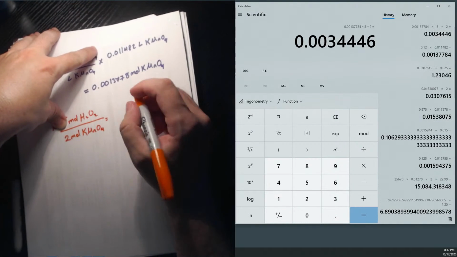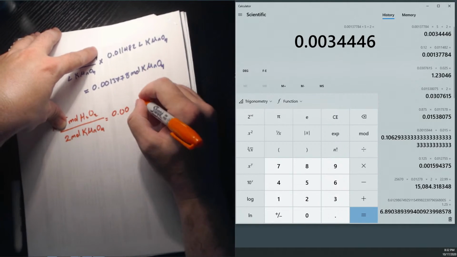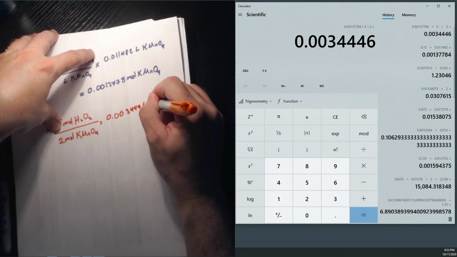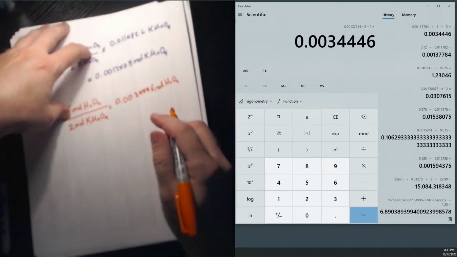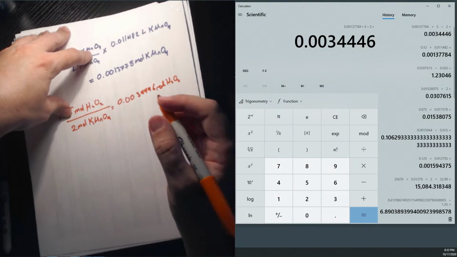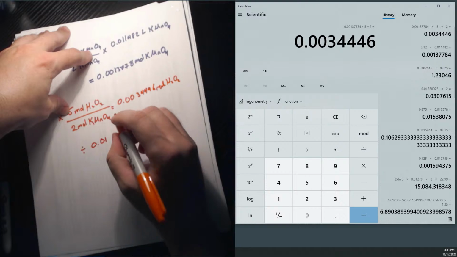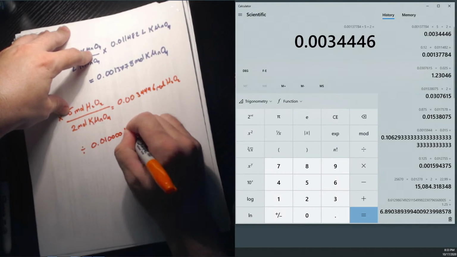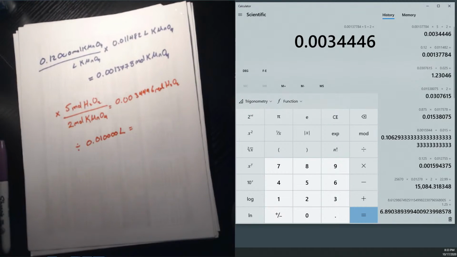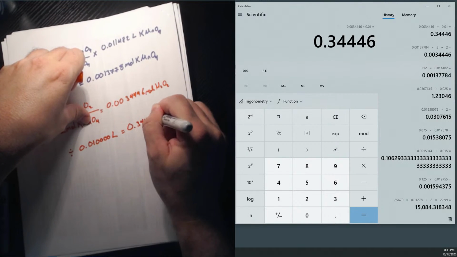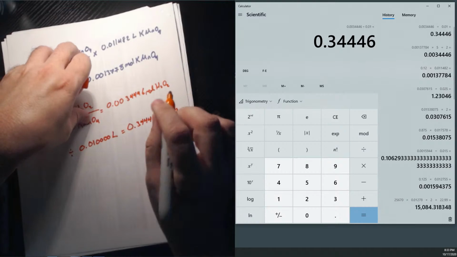So our hydrogen peroxide, we started out with 0.0034446 moles of H2O2, and that was contained in 10 milliliters, or 0.010000 liters. Hopefully my dog and cat playing in the background is not too noisy. Meaning that this solution was 0.34446 molar hydrogen peroxide.